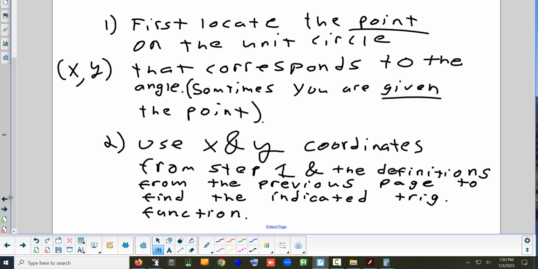Everybody have those 2 steps? So what I'll do, I'll leave those up while we do the first problem, and then I'll make the first problem bigger in a little bit.